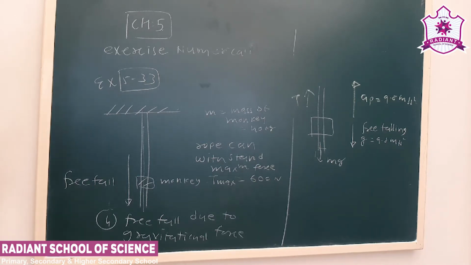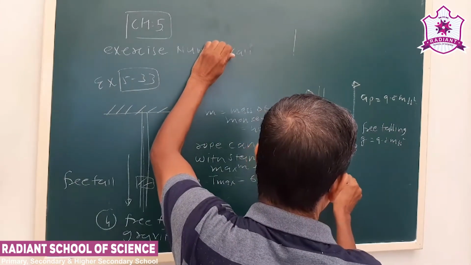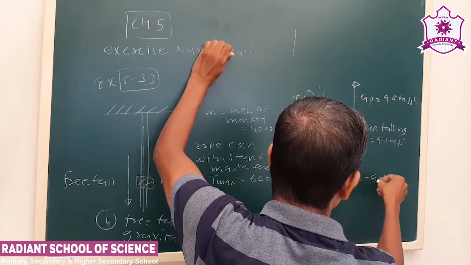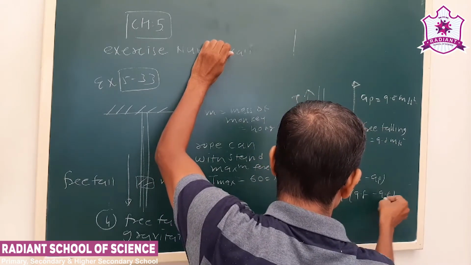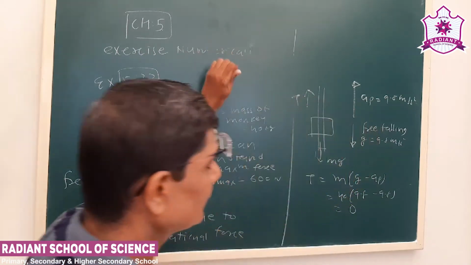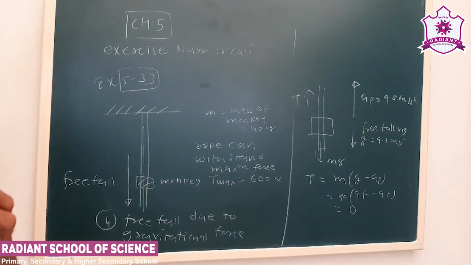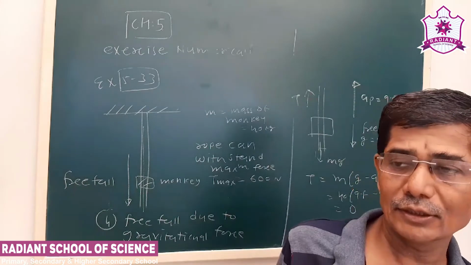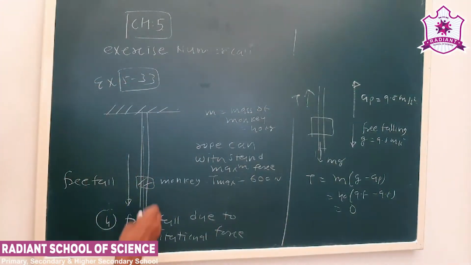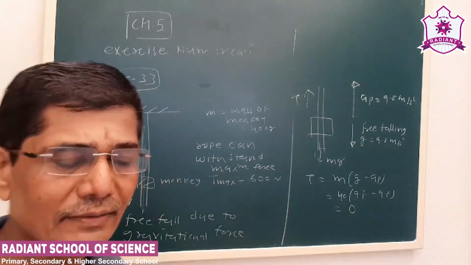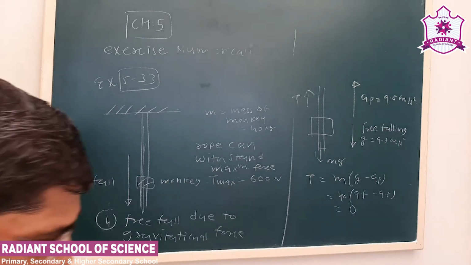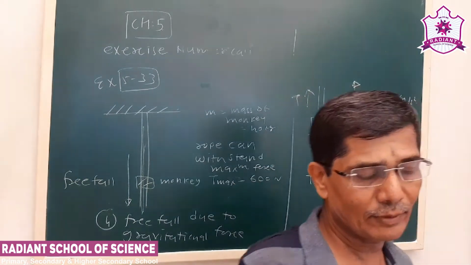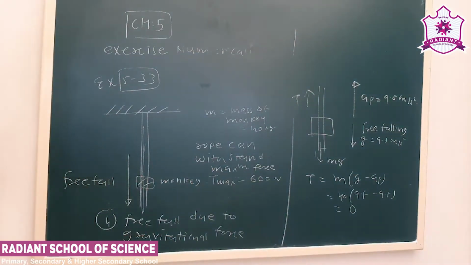So here T is equal to mg minus AP. AP is also 9.8. See, this is called weightlessness. The net tension in the rope is 0. That's why now it is like a free fall. So tension is 0. That's why it can move safely with a downward acceleration of 9.8 meters per second squared. See, that is a free falling object.